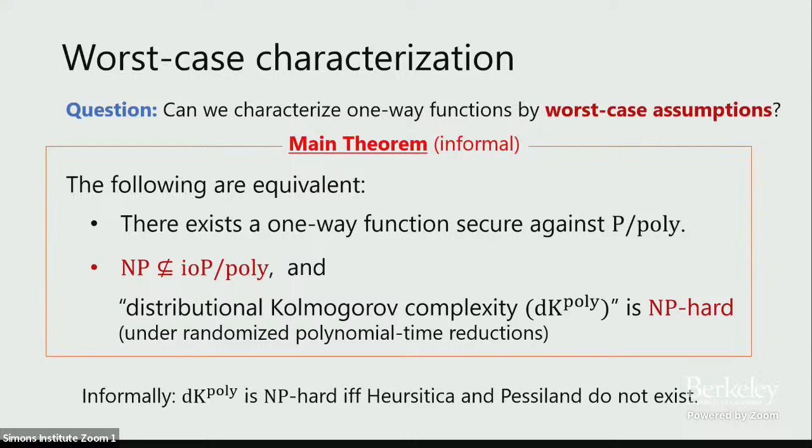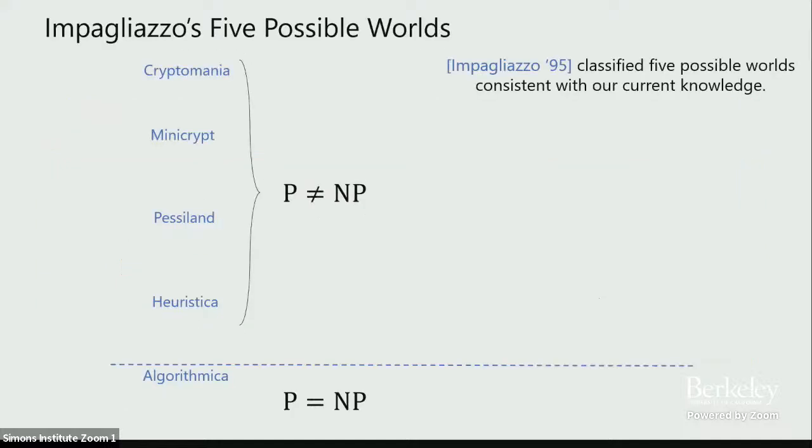So let me start with something very basic, namely Impagliazzo's five worlds. I'm pretty sure that you are quite familiar with this notion, but just in case, let me review this. In his very influential paper, Russell classified five possible worlds that are consistent with our current knowledge. Here we have Algorithmica up to Cryptomania, and it's known that one of them corresponds to our world. But currently we don't know which one.